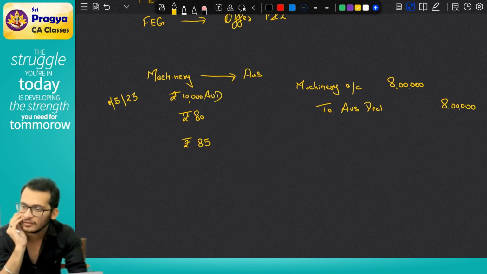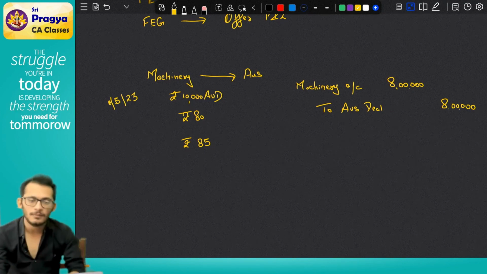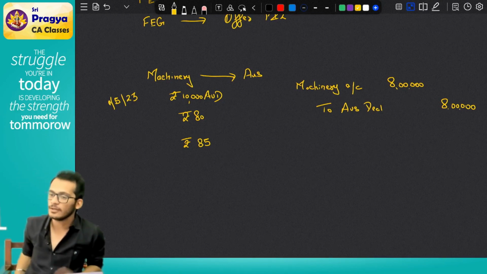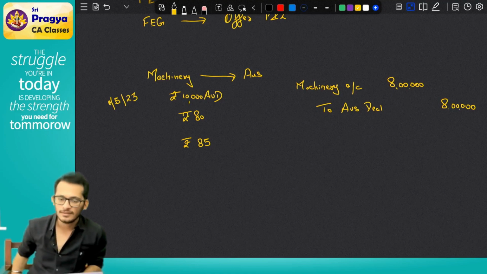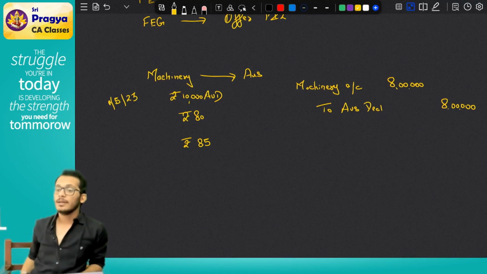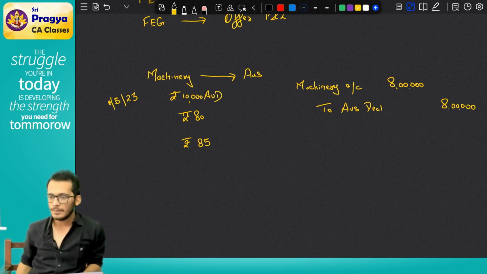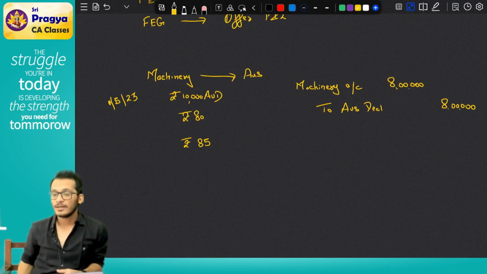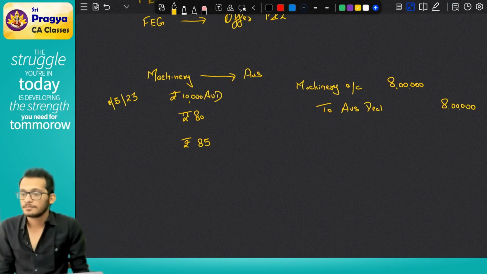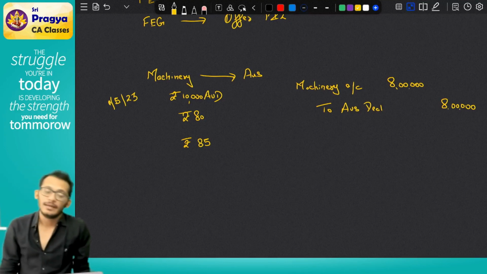Now the problem is, accounting standard says that this 50,000 of foreign exchange loss is purely a regular transaction. So accounting standard says you can claim it in P&L. No problem. But income tax comes and says, tell me boss, why have you incurred this foreign exchange loss? Is it for a revenue item or a capital item? It is a capital item.